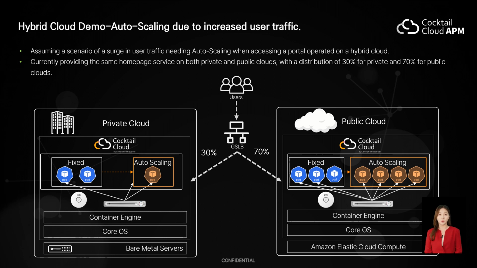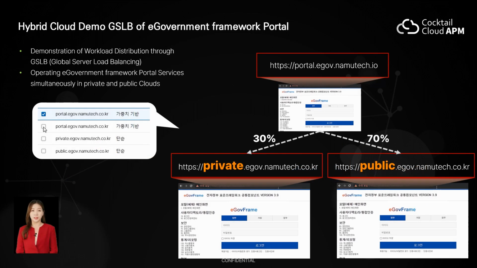We explain more details about the domain configuration and weight settings. Each domain is configured as follows. The hybrid cloud uses the representative portal domain, the private cloud uses the private portal domain, and the public cloud uses the public portal domain. These domains are simultaneously operational in both the internal and external cloud environments. Furthermore, through the GSLB (Global Server Load Balancer) configuration, 30% of the traffic is directed to the private domain hosted in the private cloud, while 70% of the traffic is directed to the public domain hosted in the public cloud. Here is the specific demo video.